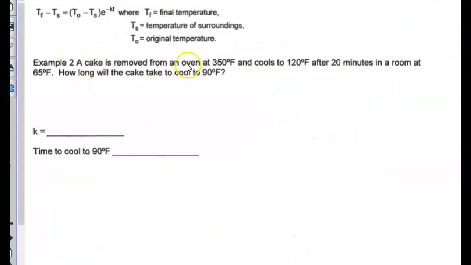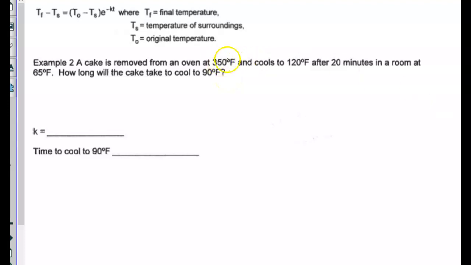Example 2, a cake is removed from an oven at 350 degrees. So its original temperature, you guys know this about stuff, right? If the oven's at 350, then basically whatever you took out of it is at 350. Okay, and it cools to 120 degrees after 20 minutes in a room that was 65. How long will it take for the cake to cool down to 90? Okay, maybe we can't frost it till it's down to 90.